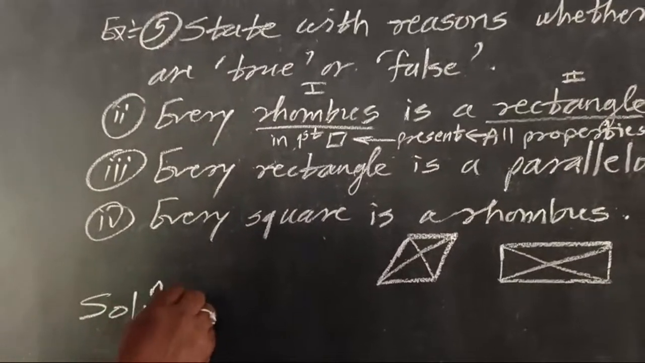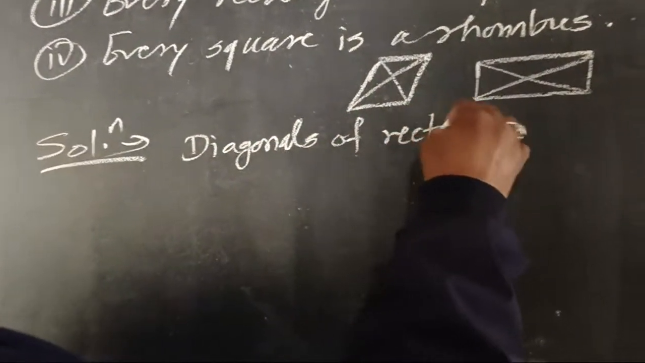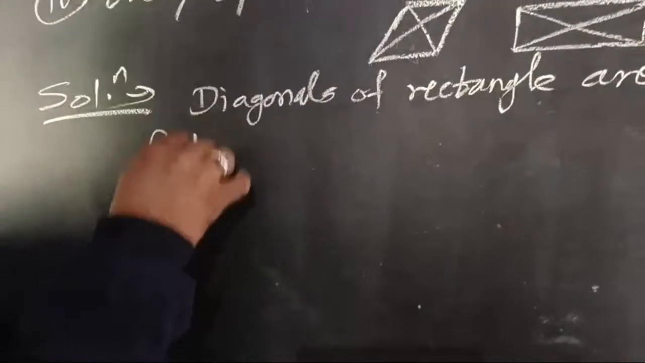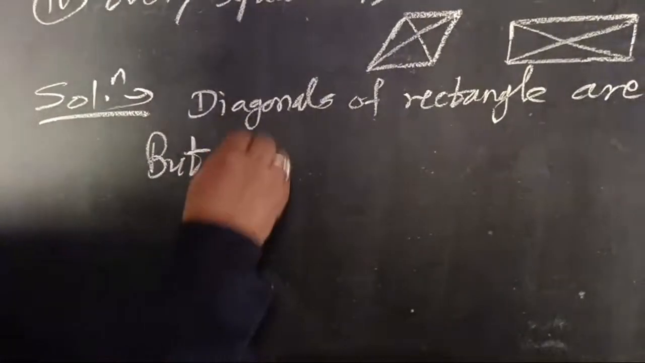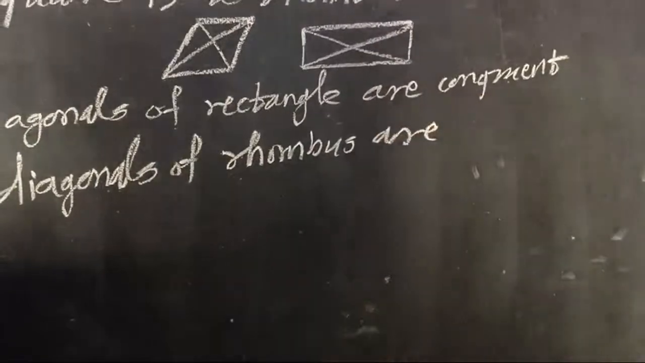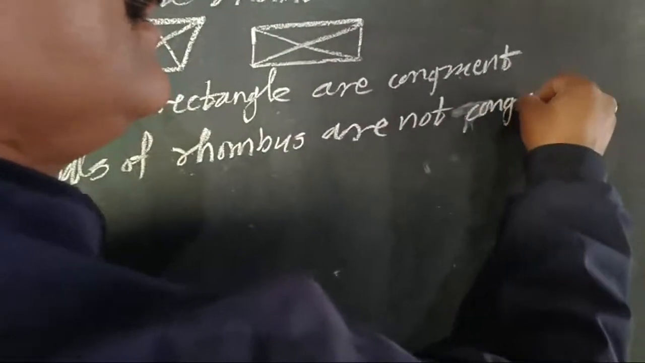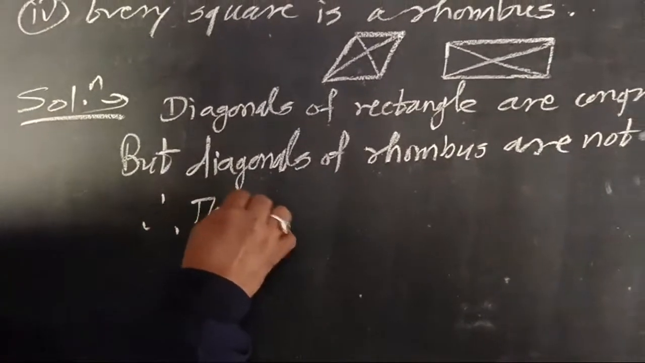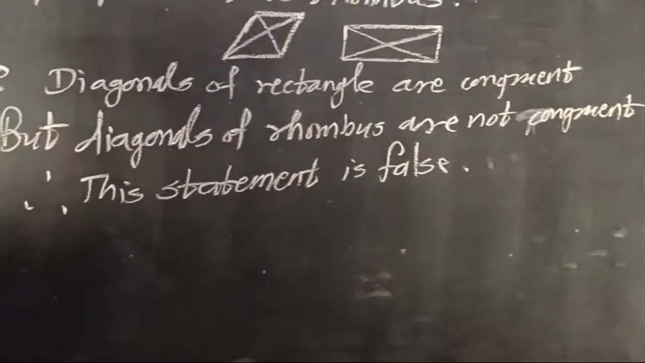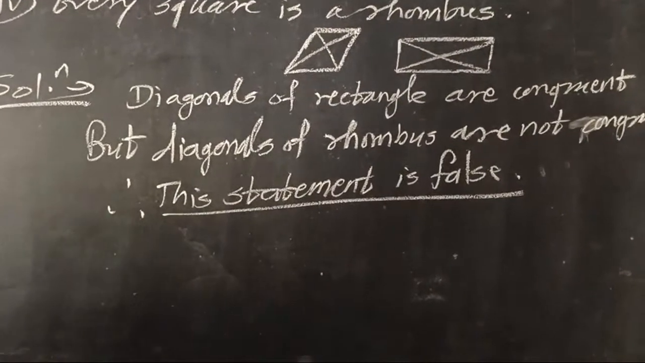Yes, in solution, diagonals of rectangle are congruent, but diagonals of rhombus are not congruent, and therefore this statement is false. Answer is important.